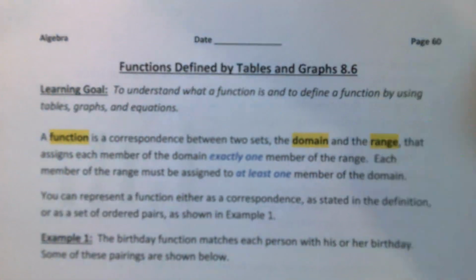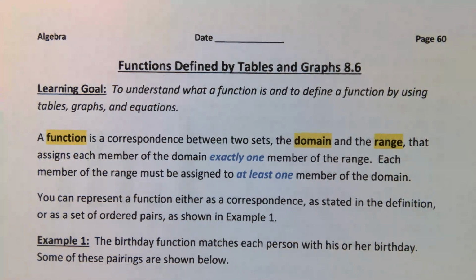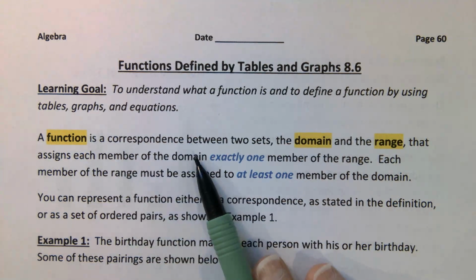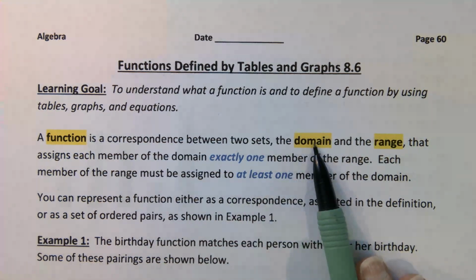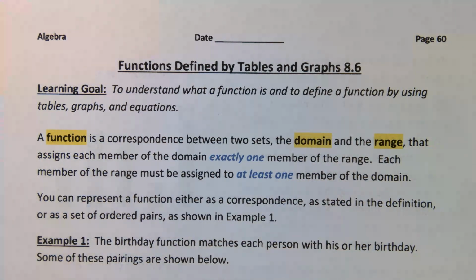Okay, so we're going to talk about functions defined by tables and graphs. We are going to understand what a function is, and we're going to define a function by using tables, graphs, and equations. A function is a correspondence between two sets of data, the domain and the range, that assigns each member of the domain exactly one member of the range. Each member of the range must be assigned to at least one member of the domain.